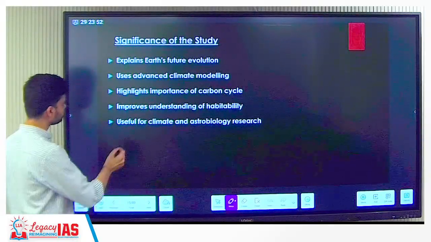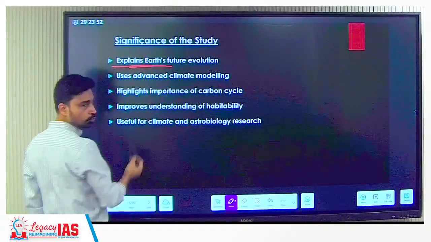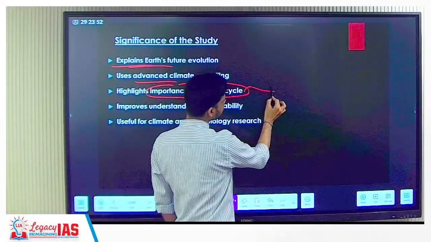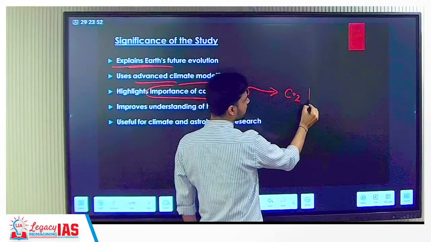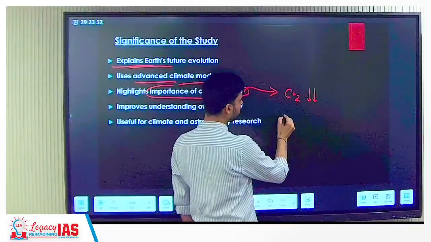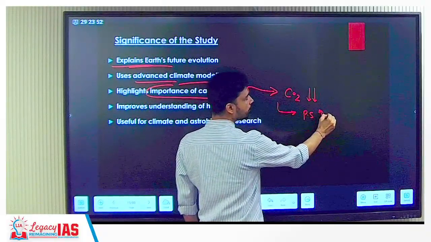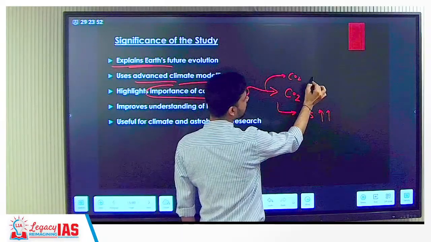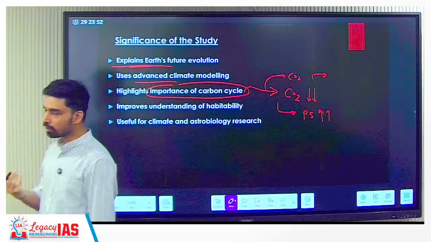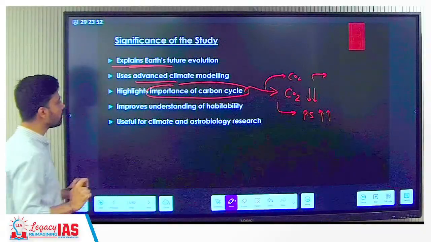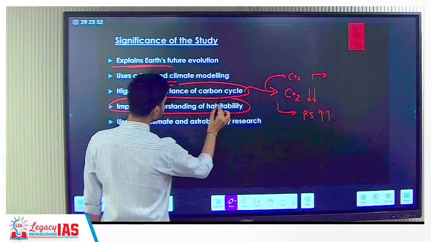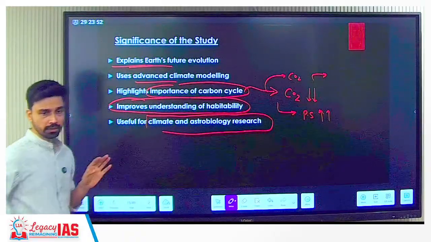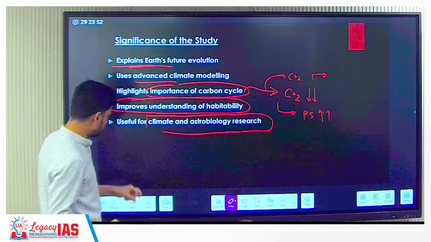Now, what is the significance of this study? So simple, it tells you about Earth's future evolution, right? It uses advanced climate modeling and highlights the importance of the carbon cycle. Why does it highlight the importance of the carbon cycle? Because, simple, what is the relation? If you are able to remove the carbon dioxide from the atmosphere, the time duration of the photosynthetic life would be extended, and that means all the higher life forms would be extended. If we fail to reduce the CO2 in the atmosphere, the time duration of the photosynthetic life and all other higher life forms would also be shorter. So that is the overall importance of the carbon cycle. It also gives us an understanding about the importance of habitability, and is very important for climate and astrobiology based research. Okay, so that is what the research was about.